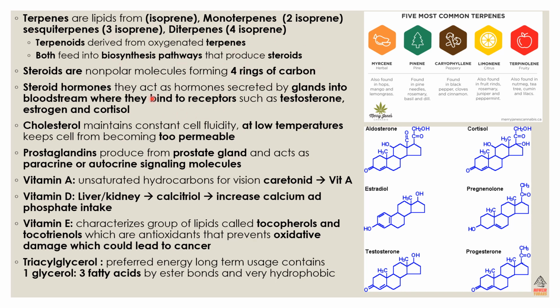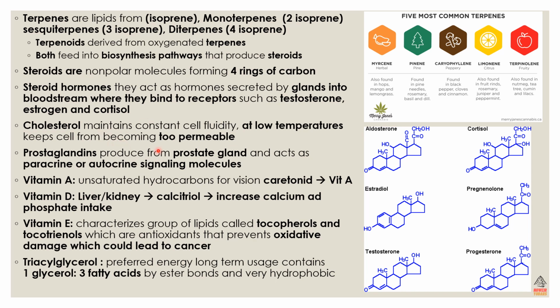Steroids are nonpolar molecules forming four rings of carbon, like we see here. You see, these are steroids, right? So steroid hormones are secreted by glands into the bloodstream, where they bind to receptors, such as testosterone and estrogen and cortisol. So steroids are hormones, and they are responsible for binding and activating certain receptors.